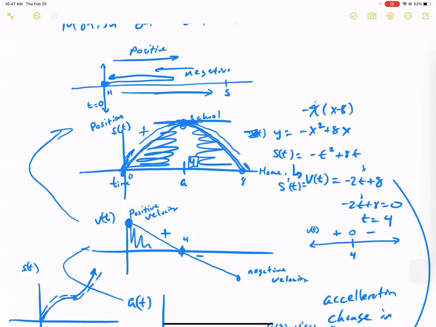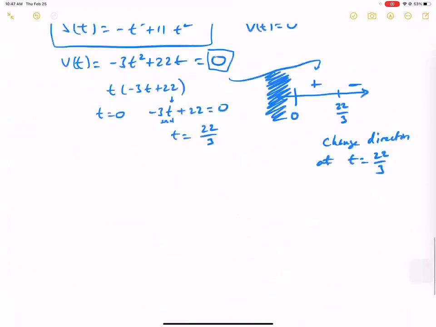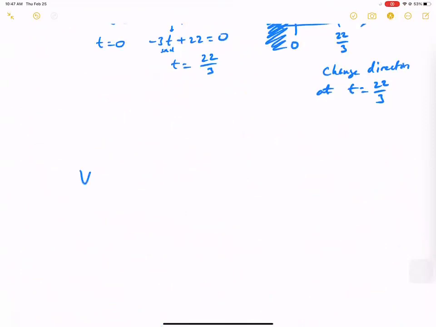Let's see, one more thing. What if I give you guys this instead? What if I say v is equal to 3t squared minus 28t. Okay, this is my v of t. And I ask you the question, when is the graph moving to the right or to the left?